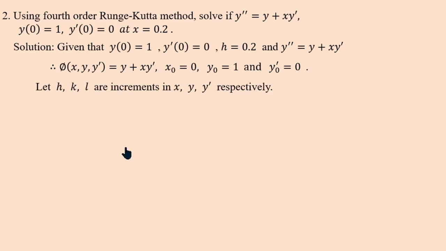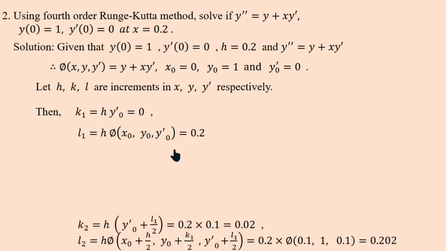K1 is h into y naught dash. y naught dash is 0, h is 0.2, therefore it is 0. L1 is h into phi of x naught, y naught, y naught dash, that means y naught plus x naught into y naught dash. y naught is 1, 1 plus 0 is 1, 1 into h 0.2, that is 0.2.